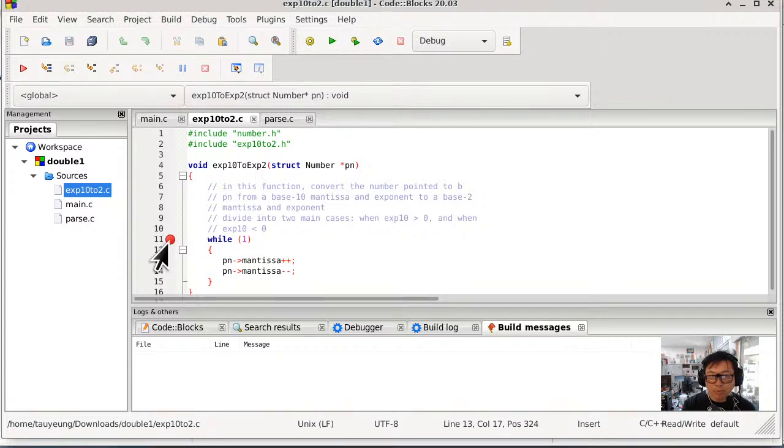So I'm putting a breakpoint here so that I can stop the program, well, not quite stop. I can pause the execution of the program on line 11, so I can check out a few things at that point. Okay. So do we have any questions about how to use code blocks? At least up to this point.